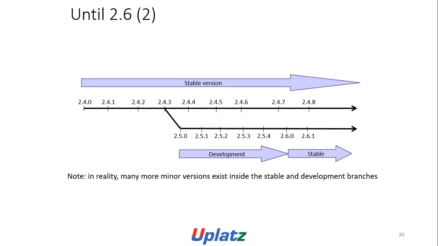Stable versions are 2.4.0, 2.4.2, 2.4.3, 2.4.4 to 2.4.8. In 2.4.3, we had the 2.5 branch open for development: 2.5.0, 2.5.2, 2.5.3, 2.5.4. The stable one is 2.6, 2.6.1. Note that in reality there are many more minor versions in this table, and development branches.